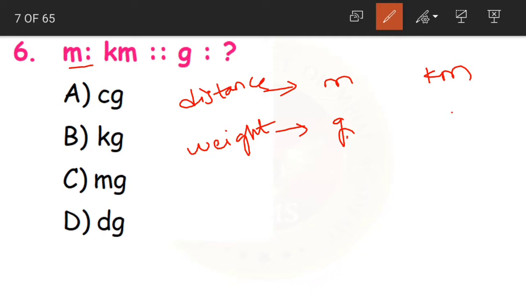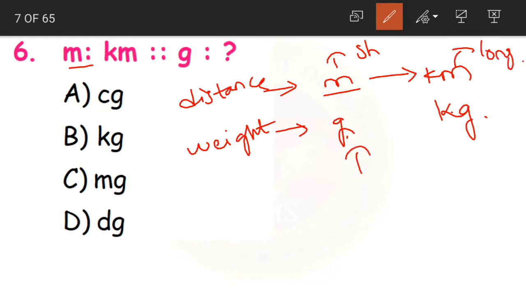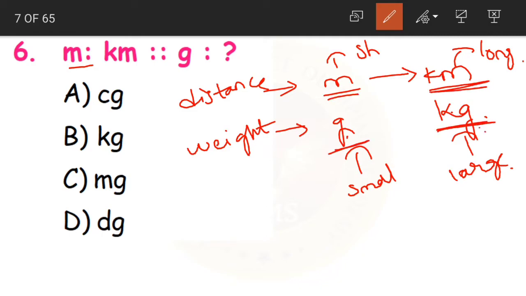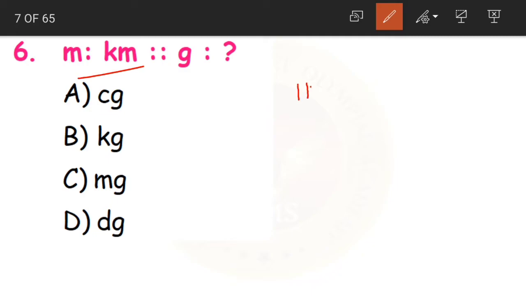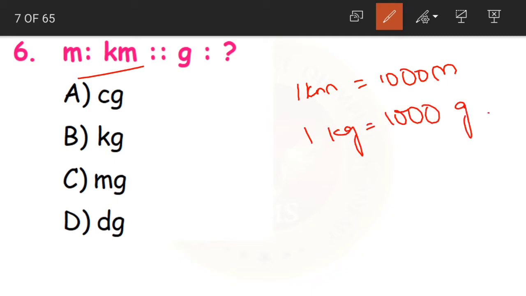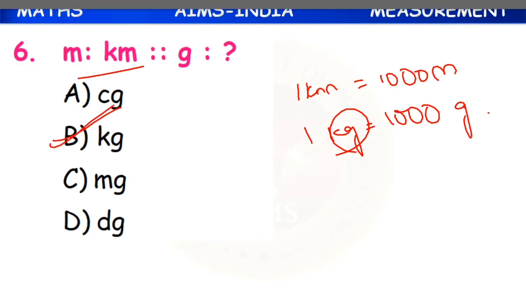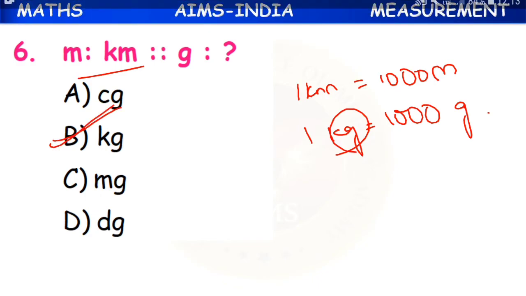So what do we have for grams? For grams we have kilograms. Meters is for short distances and kilometers is for long distances. In the same way, grams is for small weights and kilograms is for large weights. So meters is to kilometers as grams is to kilograms. Again, if you study the relationship here, 1 kilometer is equal to 1000 meters. In the same way, 1 kilogram is equal to 1000 grams. So option B, kilograms, becomes our correct answer.